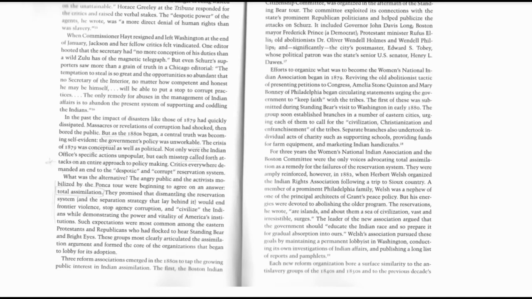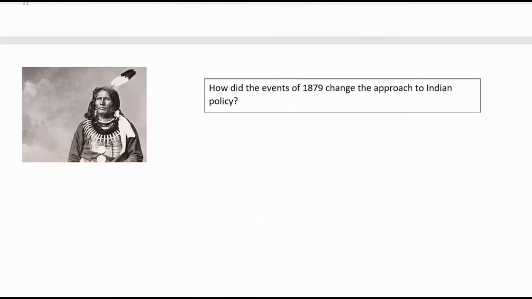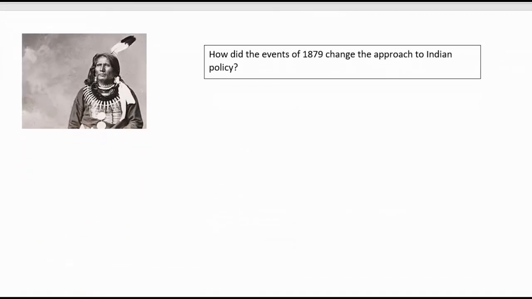So read this. You only have brief notes to make. You're looking for the way in which policy changed and why that policy changed, and think specifically about the role of Standing Bear and about the reaction to his case and how that had an impact on the changing approach to Indian policy. So you'll need to pause this and come back in a moment when you have read the material and answered that question.